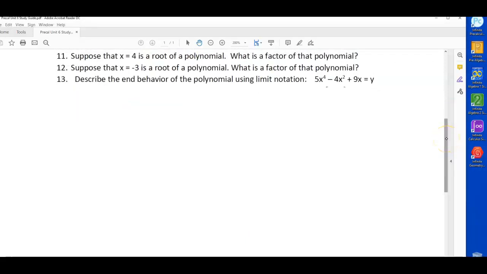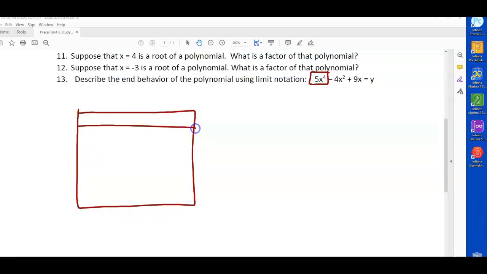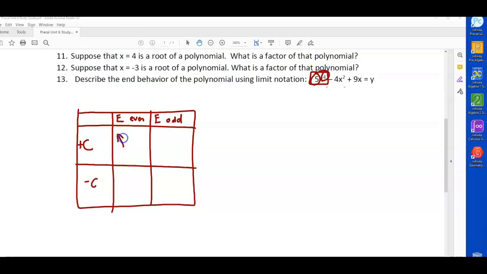Let's do number 13. Describe the end behavior of the polynomial using limit notation. So when we're trying to find end behavior of a polynomial, we pay attention to the term that has the greatest power. And then I gave you guys a little chart in lesson 6.6 where we asked ourselves, is my coefficient positive or is my coefficient negative? And is my exponent even or is my exponent odd? On this problem, I've got a positive coefficient with an even exponent. And on that chart, I had pictures. And so that was the picture that was in the box for an even exponent with a positive coefficient. That's what the graph looks like.